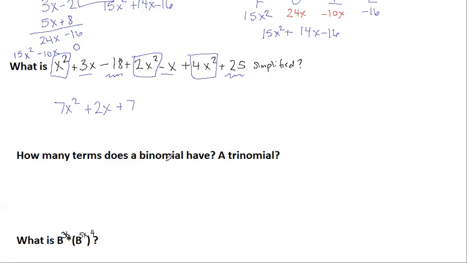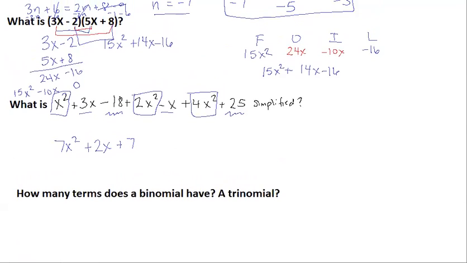All right, how many terms does a binomial have? It has 2 terms. So just like this up here, this in the parentheses was a binomial, 3x minus 2. A trinomial, that's what we had at the end. It has 3 terms. So this is a trinomial of 15x squared plus 14x minus 16.